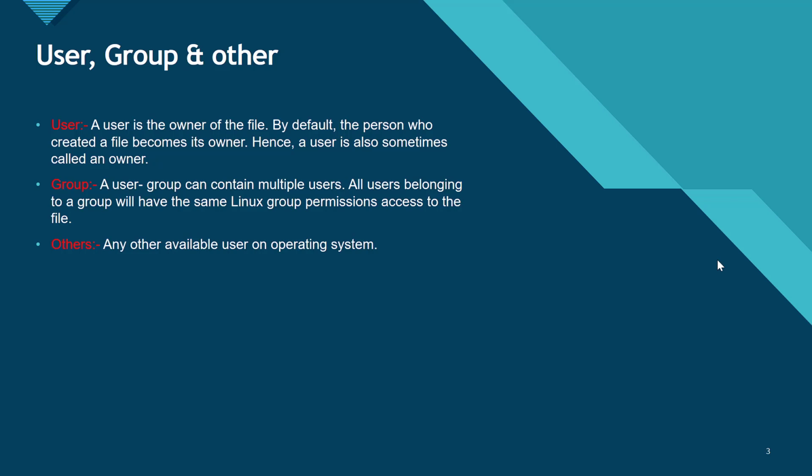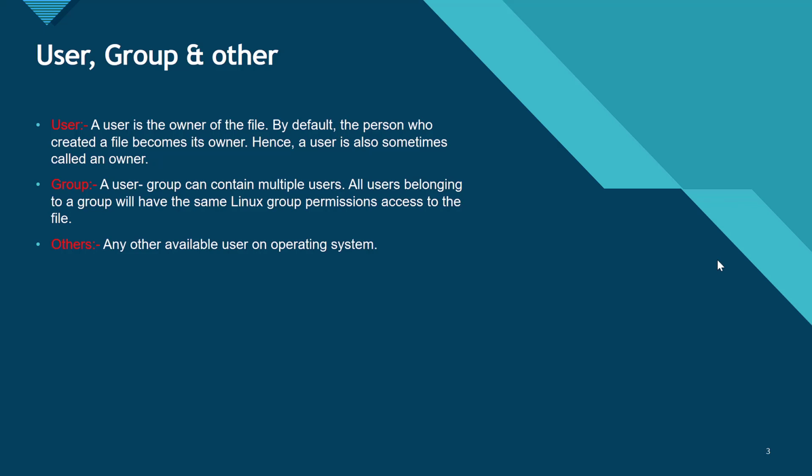A group can contain multiple users, just a group of users. All users belonging to that group will have the same Linux permission access to the file. And others are any other users apart from the owner user and the owner group. So these are categorized as user, group and other.